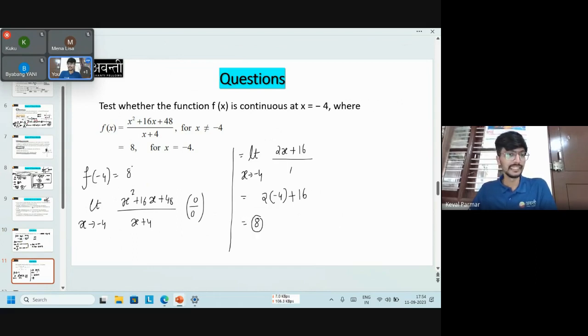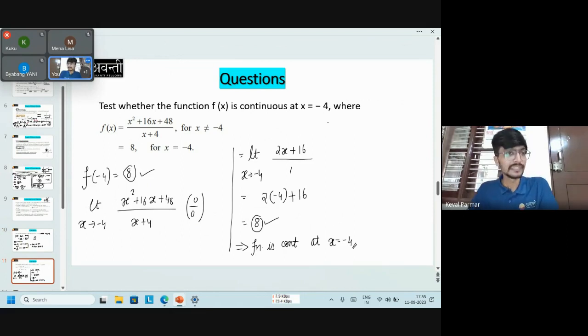So all the three conditions are satisfied. The functional value exists, the limiting value exists, and the functional value and limiting value are both equal. This implies the function is continuous at x equals minus 4.